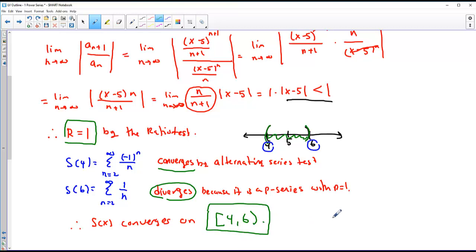And so remember, what does that mean? You can plug in numbers between 4 and 6, and you can plug in 4 into our S of x and get out a number. But if you try to plug in numbers outside this interval of convergence, typically they won't make sense because it does not converge there. So it would be fine to plug in S of 3, that would make sense. But you could not plug in S of 7, because 7 is not in your interval of convergence, so that will not make sense. So S of 3 good, S of 7 bad.